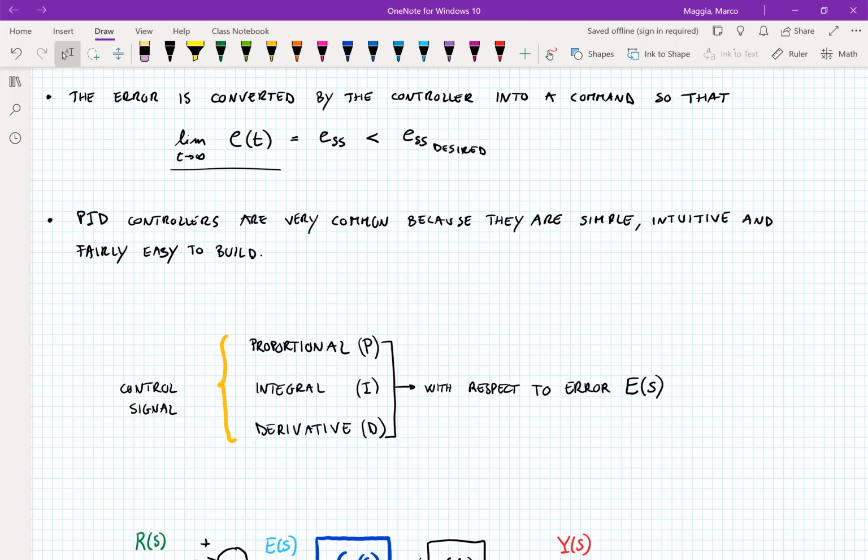As I said, they have up to 3 parts, so that the control signal, that is the output of the control unit, the control block in the block diagram, is going to have up to 3 parts. One proportional to the error, one that is proportional to the integral of the error, and one that is proportional to the derivative of the error.